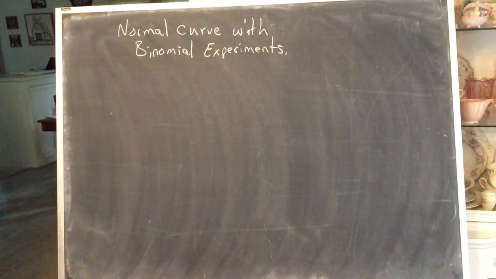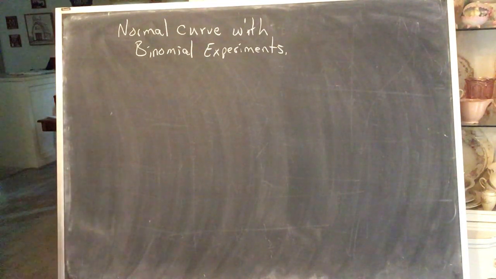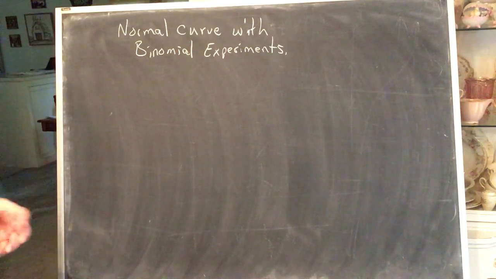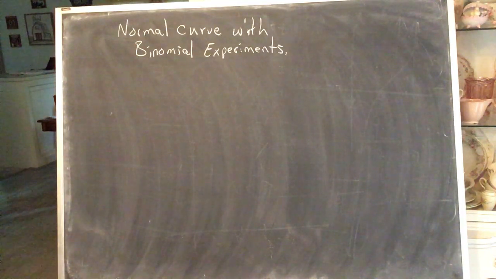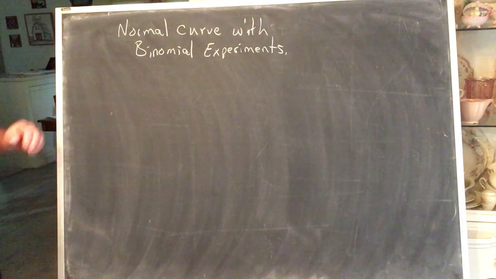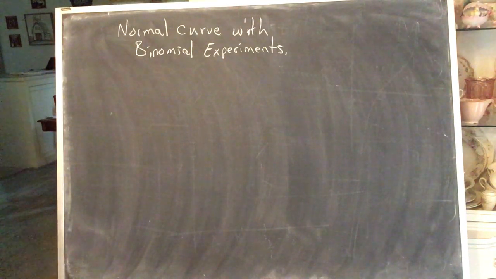Our next topic is to discuss working with the normal curve in conjunction with binomial experiments. Up until now, we've been discussing working with the normal curve where the data set is essentially a measurement, a length, a width, a number of objects, values where we're computing means and standard deviations. But now we extend it to the notion of a binomial experiment.